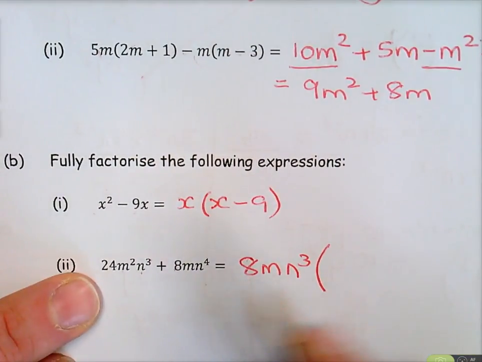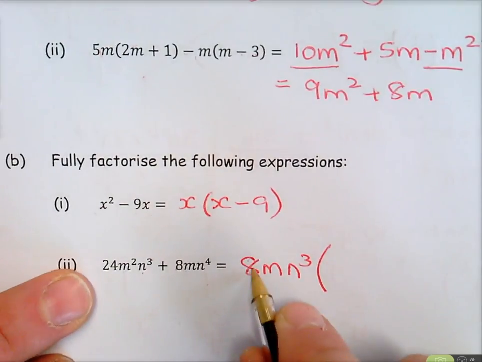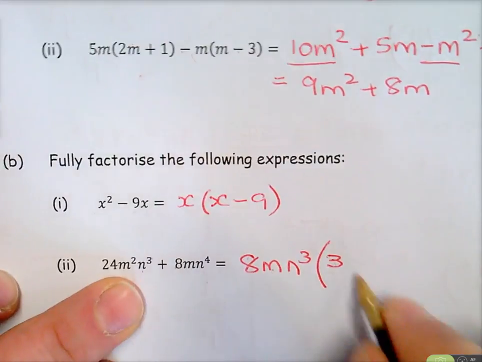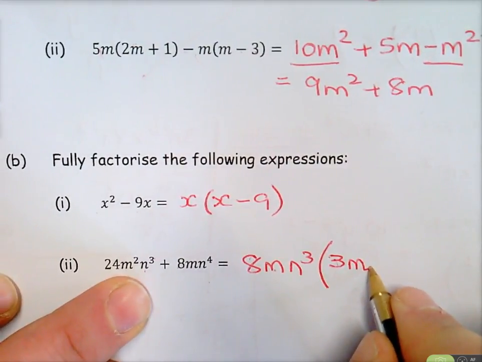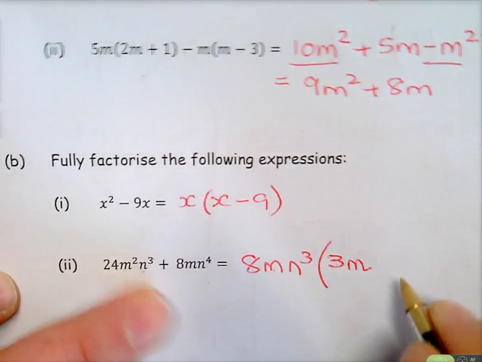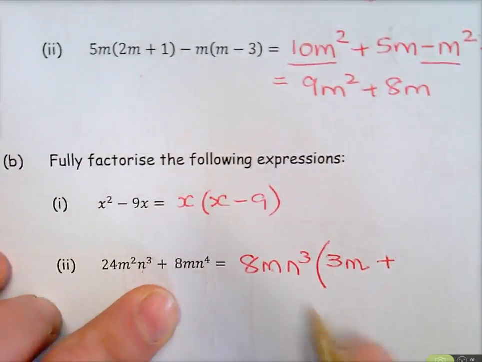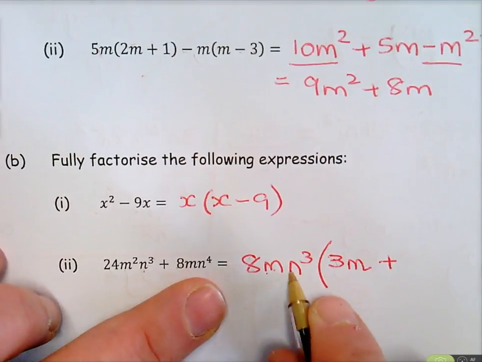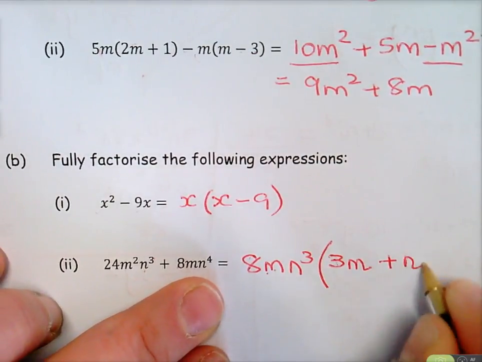So we've got our highest common factor out the front. How are we going to change the 8 into a 24? We'll be timesing it by 3. Do we have enough m's? No, we need one more. The n's are good, n cubed. Plus, because it's positive, and that is 2. 8 is the same, m is the same. Looks like we're missing an n.